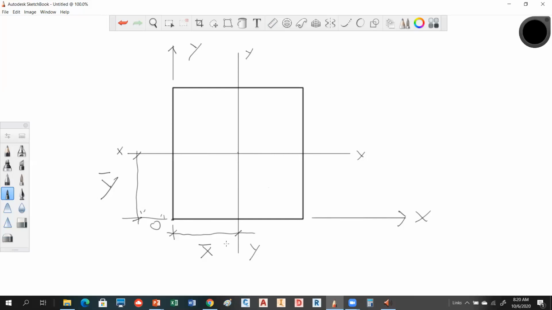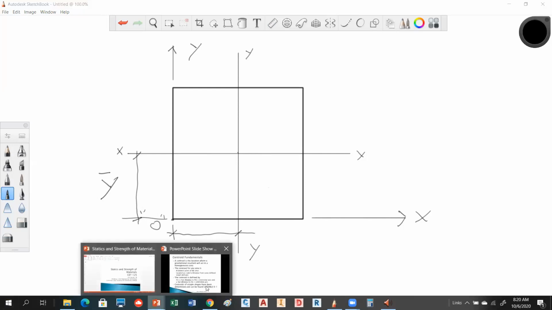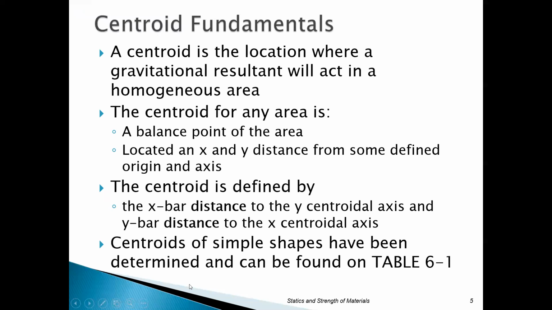Okay, so that's our terminology. We have an origin, and we have a YY and XX centroidal axis, and then we'll have that X bar distance and Y bar distance. Okay, so we're going to see a lot more of that as we get into this today. Okay, so centroids of simple shapes have been determined, and you can find those on a table in your book, in table 6-1 on page 190.